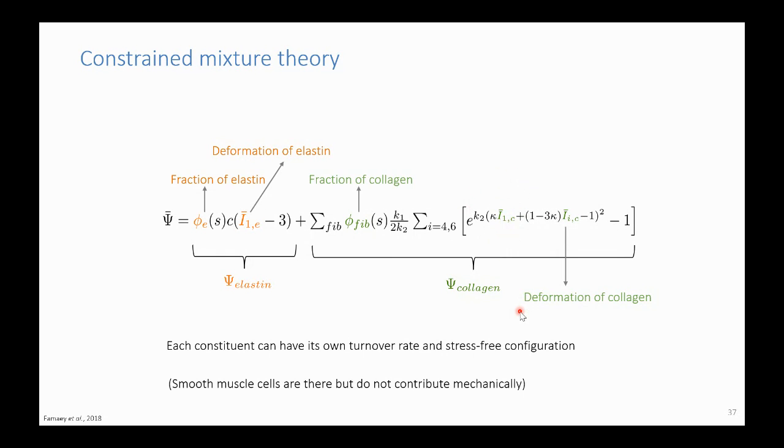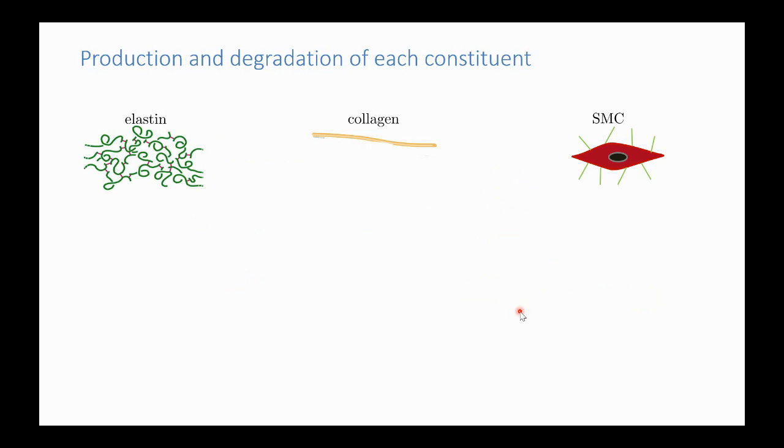And what I just wanted to add is the smooth muscle cells are there, but they don't contribute mechanically. They are there as sensors, but in this equation at least, we didn't attribute extra mechanical stiffness to these smooth muscle cells. So what do we do in this strain energy density function? We have some extra partial differential equations to govern the disappearance and the appearance of all of those constituents.